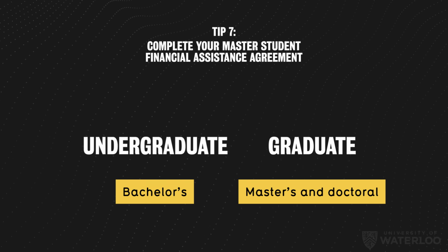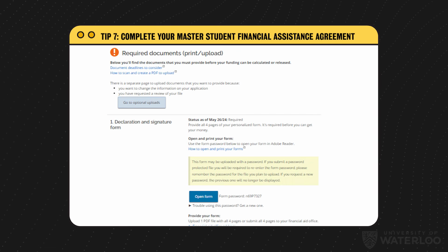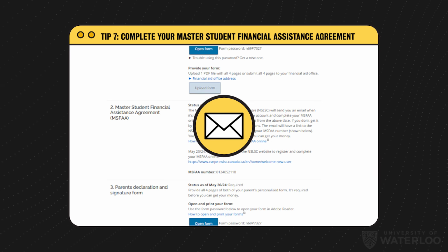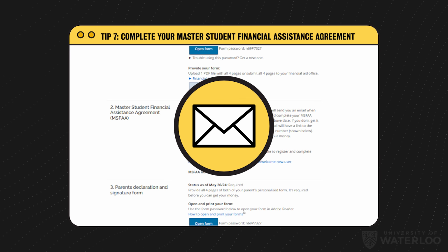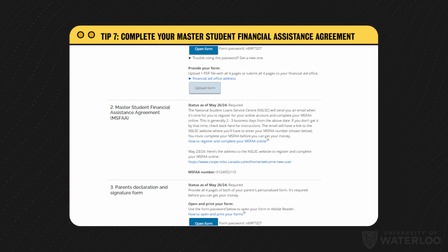After you submit your OSAP application, you'll receive your MSFAA number. You can find your 10-digit MSFAA number under the OSAP Required Documents page. Once your OSAP application is submitted, the NSLSC will send you a welcome email within 2 to 3 days. This email will invite you to register for an online account and complete the MSFAA. Just follow the steps to create your account with the NSLSC and finish the registration process.